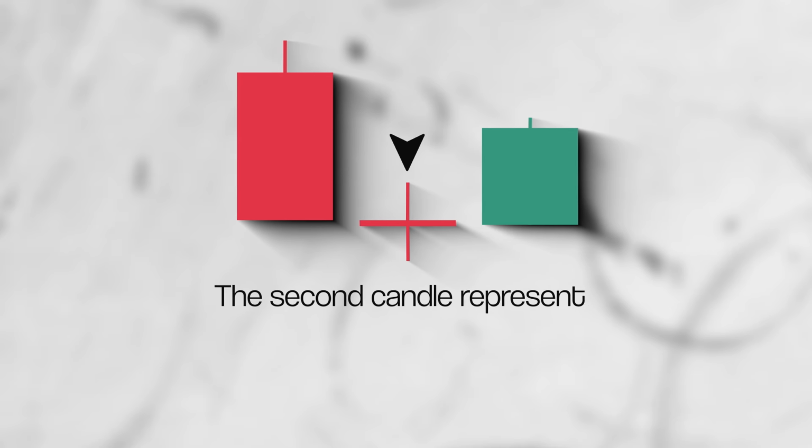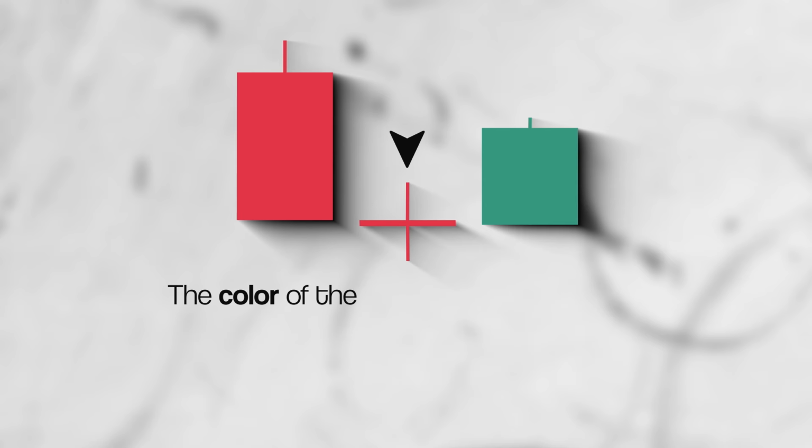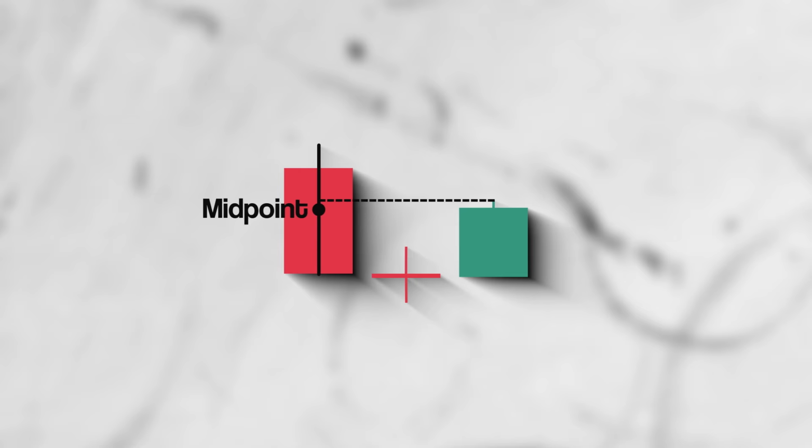The first candle is bearish with a large body. The second candle represents indecision, usually a doji candle with relatively equal wicks. The color of the second candle does not matter. It can be either red or green. The third candle is bullish with a strong body. The key elements of this pattern are the indecision candle and the following bullish candle, which must close above the midpoint of the first candle.